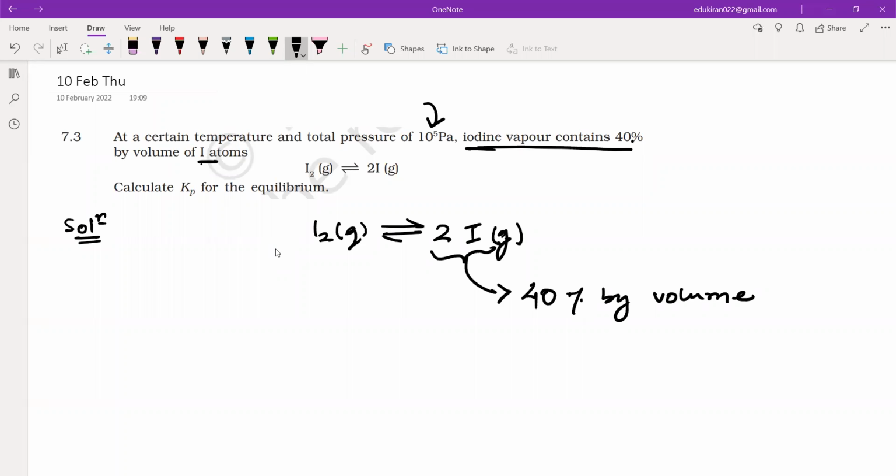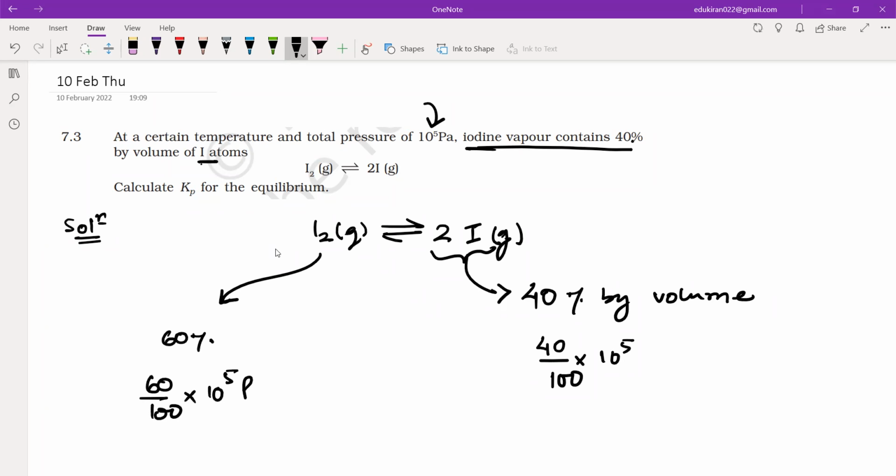Now, if this is 40%, that means it is 40 upon 100 into whatever the pressure is. Whatever the pressure is, that will be into 10 to the power 5 Pascal. This will be the total pressure. This will be the pressure applied by these iodine atoms. And by I2 it will be, if this is 40, this will be 60. So this is 60%. This will be 60 upon 100 into 10 to the power 5 Pascal. Any problem till here? No, sir.